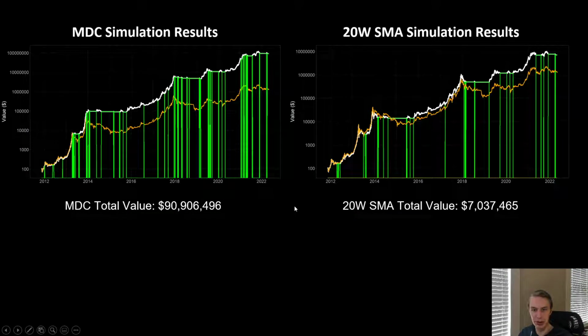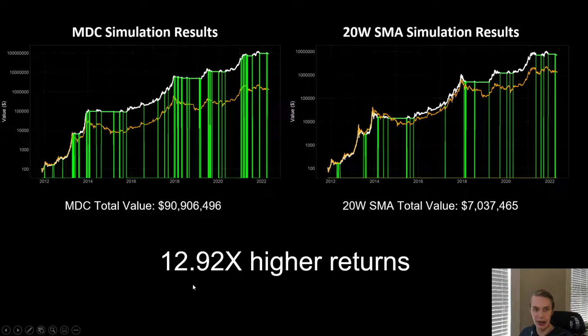But the issue is that if you compare the MDC against the 20-week, we can see that the MDC is yielding almost 13 times higher returns than the 20-week. And so if that critical question is, are you better off using the 20-week or using the MDC? Very obviously here in this backtest, it's showing the MDC is better. There's just no way of arguing that the 20-week is a better model to be using than the MDC based on these results, in my opinion. Okay, so that is what we get with Bitcoin.